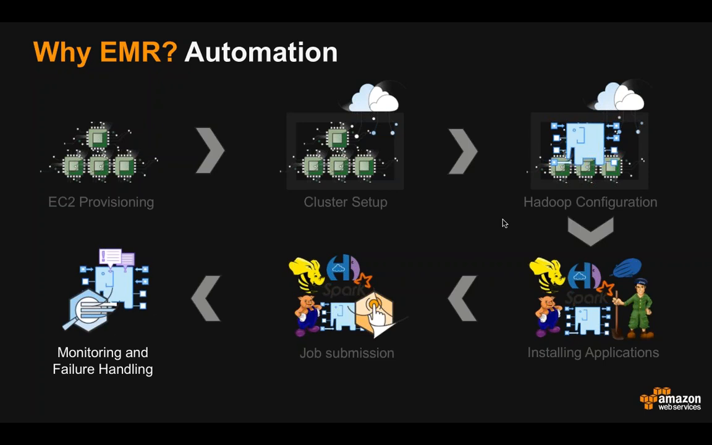And then finally, there's monitoring and failure handling. If one of the nodes falls over for any reason, then EMR will monitor that and make sure that node comes back up. So that automation component is really key to making running a Hadoop cluster much easier than it has typically been, and allows you to much more quickly get to the business of actually using the cluster itself.